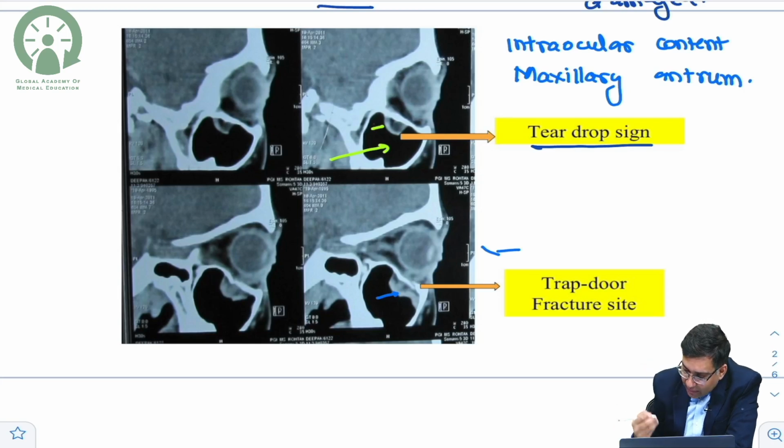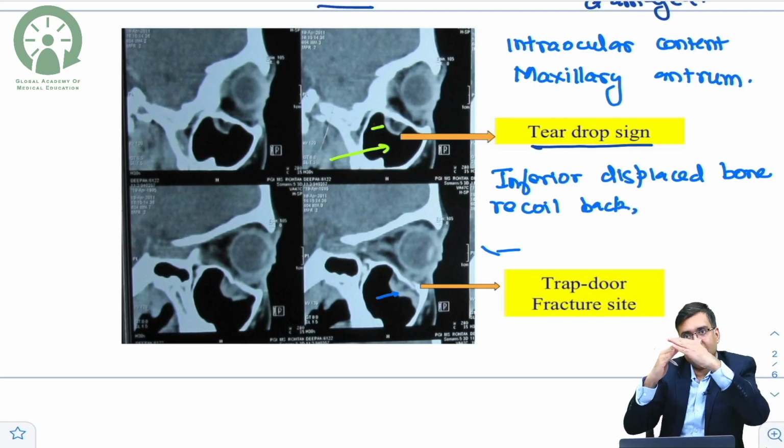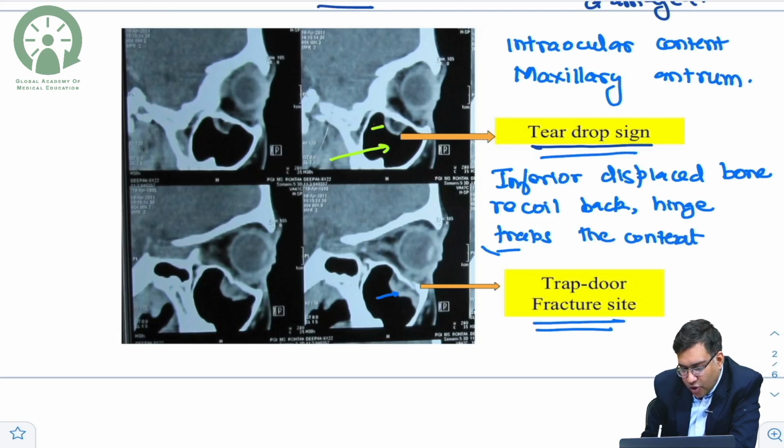Okay. So what happens in a trapdoor sign is that the inferiorly displaced bone recoils back. Okay, so this has recoiled back, and it basically acts like a hinge. This is called the hinge, and what it does is it traps the contents. So two important signs they ask: trapdoor and teardrop. Remember they are talking about the blowout fracture.